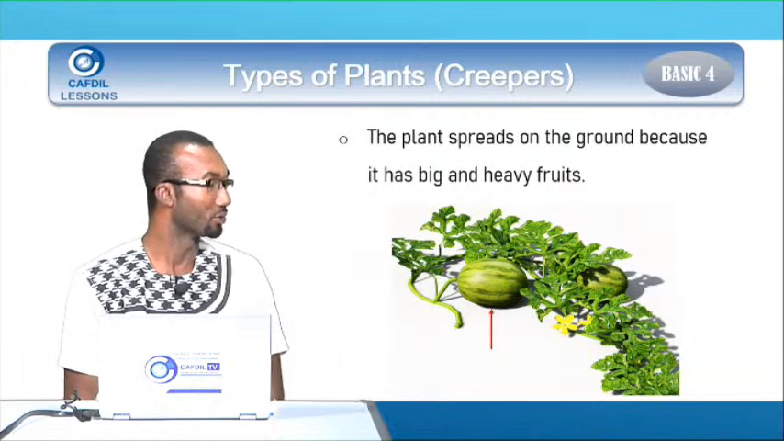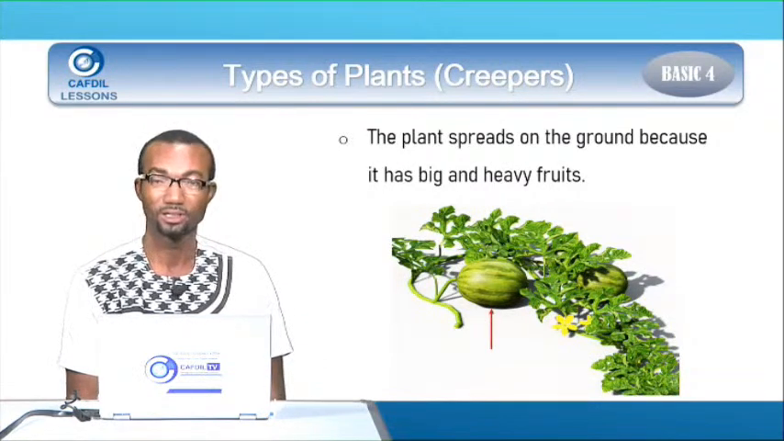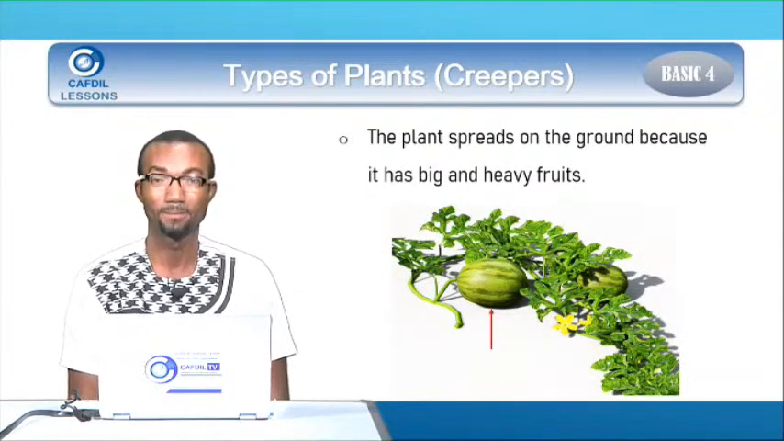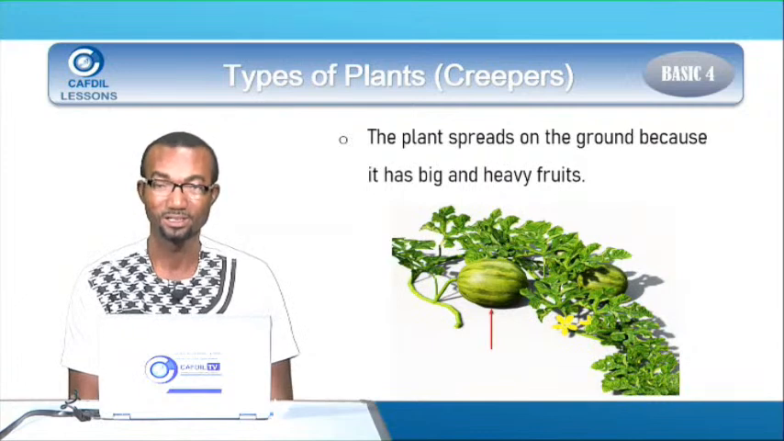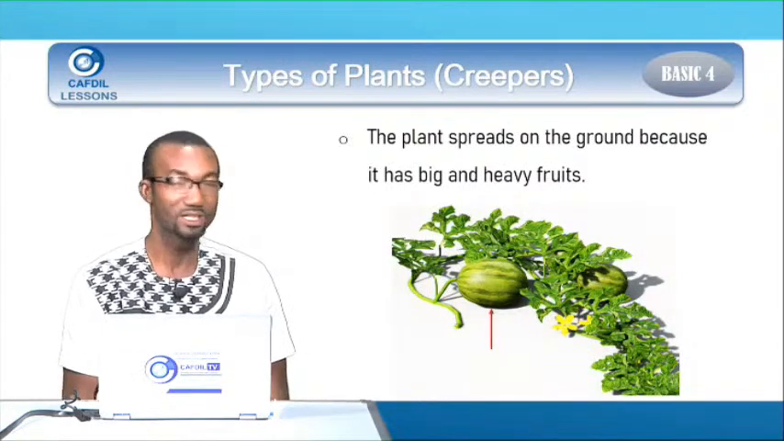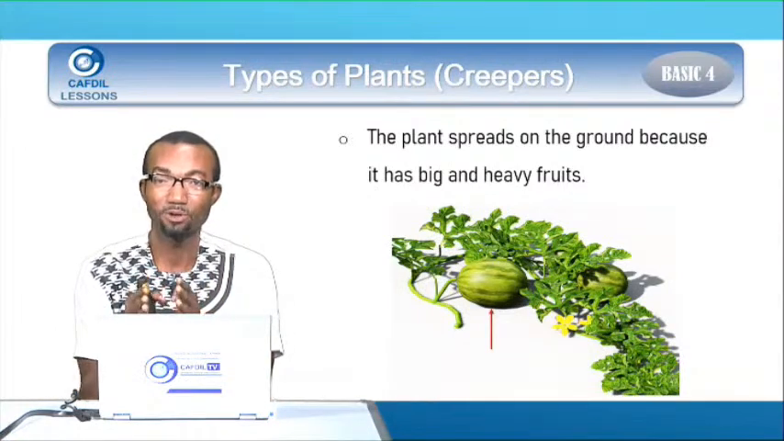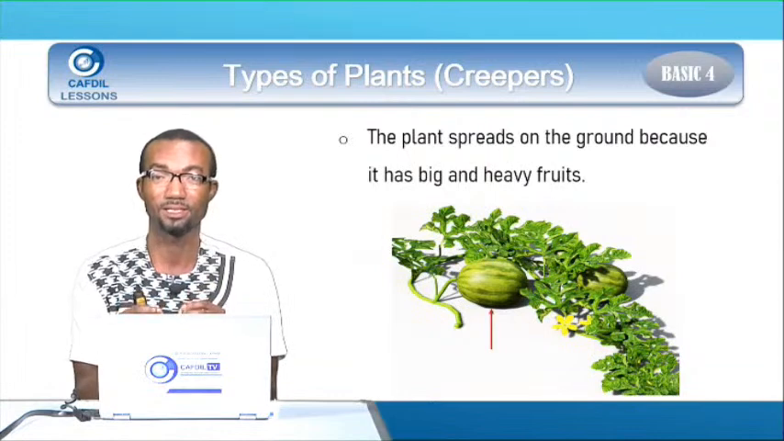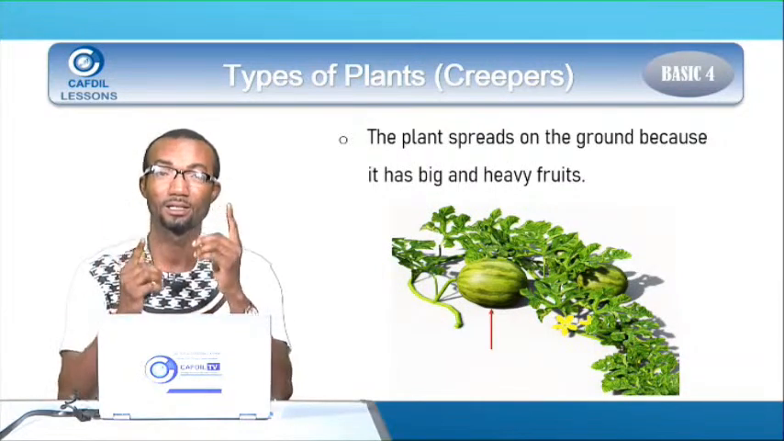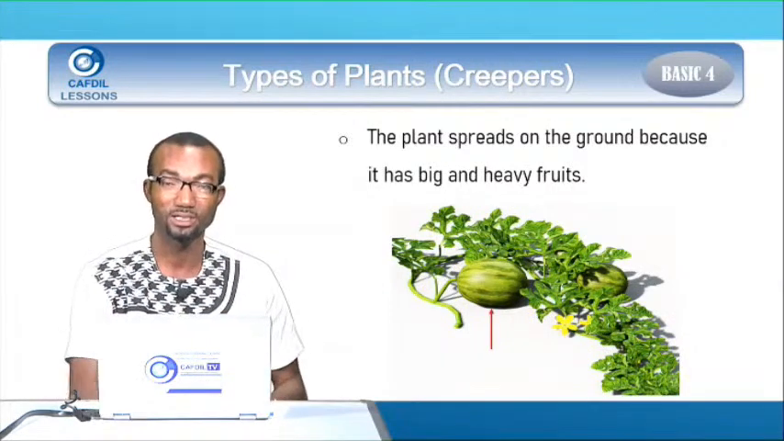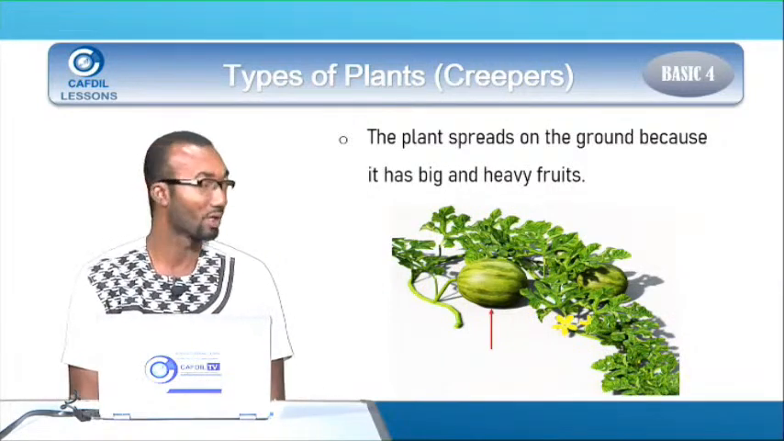So you look at the fruits there, you can see that it is very heavy. Kate, what type of fruits do we have on the screen here? Yes, watermelon. So you see that watermelon is very heavy. If this type of plant has a very weak and thin stem, and the fruit hangs on it, you see that all the plants will come down. That is why this plant creeps on the ground.